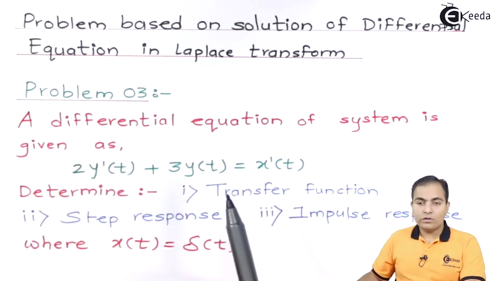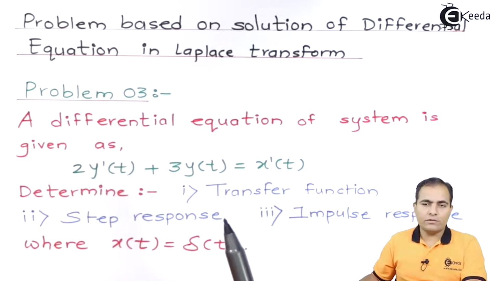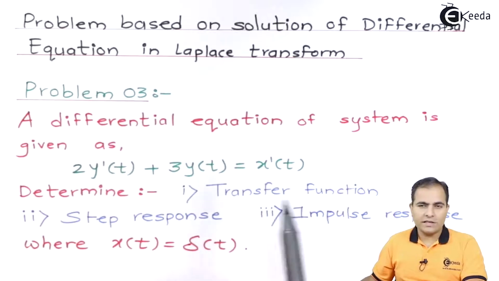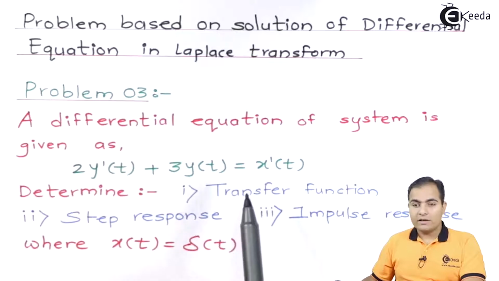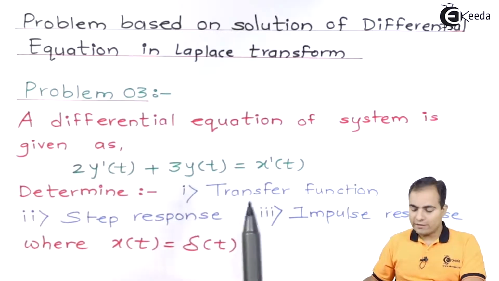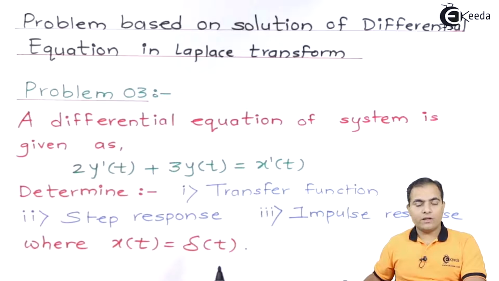Now look, just go through problem number 2, which was solved in the previous video. In that question, it is already mentioned the system was initially relaxed, but over here it is not mentioned. It means we have to assume the initial conditions are 0. Now what is asked? Determine the transfer function, step response, and impulse response, where x of t equals del of t is given.